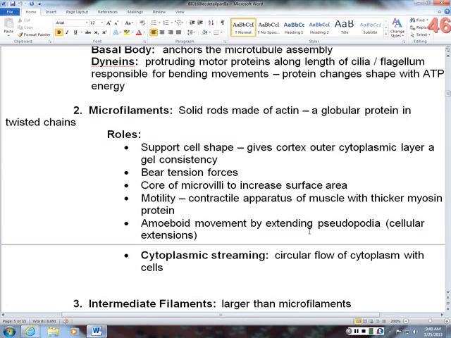They're going to be involved with motility. They're part of the contractile apparatus of muscle with actin, so they do kind of pulling motions in there. And then they'll do amoeboid movements by extending the pseudopods in there. So that's that wrapping around thing that they'll do. And then they also do cytoplasmic streaming. So your cytoplasm inside your cell, this is how it gets circulated around.